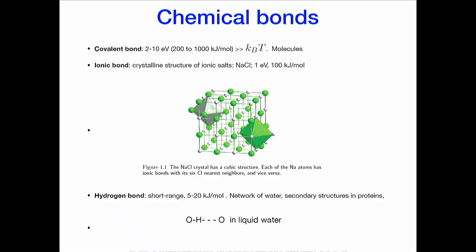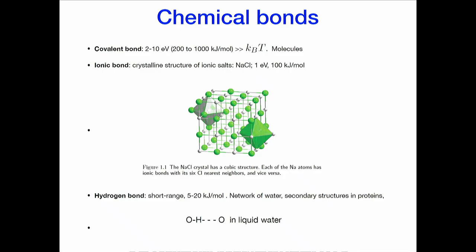Then you have the ionic bond. So the ionic bond is really the pure Coulombic interaction between the different atoms in the system. The most famous structure is the crystal of NaCl, Na plus Cl minus. It's a cubic structure like this, where you have alternating Na plus, Cl minus, etc. And typically, the energy of binding is about one electron volt, about 100 kilojoule per mole. So it's also a very strong interaction. And as a result, the fusion temperature for this object is very high.